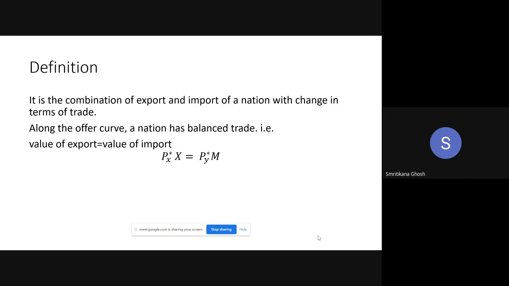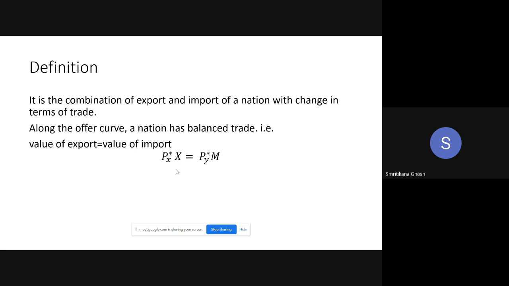And one more thing, along the offer curve there is a balanced rate. That means value of export is equal to value of import. Now the star here means the international market. So PX star into X, that is the amount of export, is equal to PY star into M, that is the amount of import. So value of exportable is equal to value of importable. So there is a balanced rate in the nation.